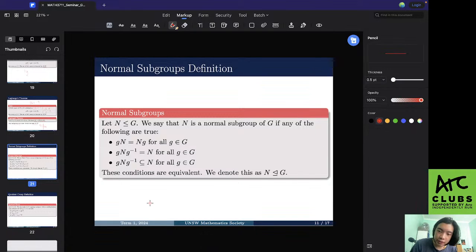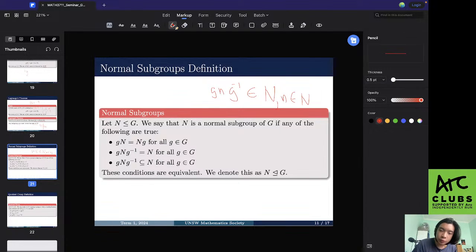The next thing we want to know is a normal subgroup. If N is a subgroup, then we can say that it's a normal subgroup if the left cosets are equal to the right cosets for every g, or if g n g inverse is an element of N, where n is an element of N, for all g.